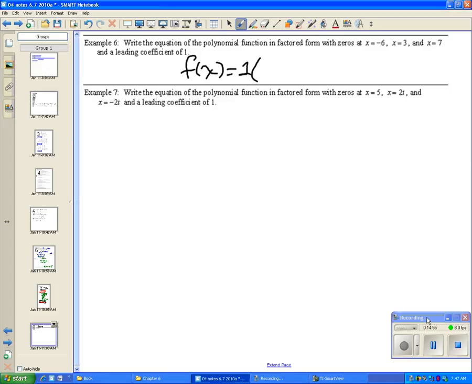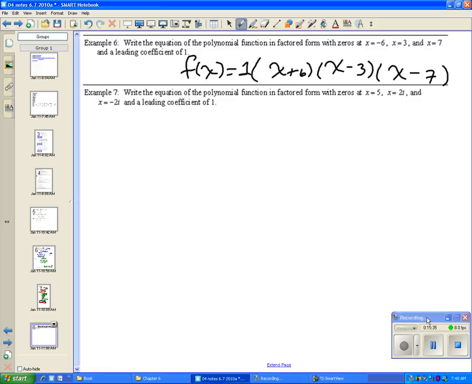So that tells me that my factor is x plus 6. My next zero is x equals 3, so this is x, opposite sign, minus 3. And my last zero, root, x-intercept is x equals 7. So that means my factor is x minus 7. This fills in all the criteria. I have factors where the zeros are -6, 3, and 7, and my leading coefficient is 1. That is the equation.